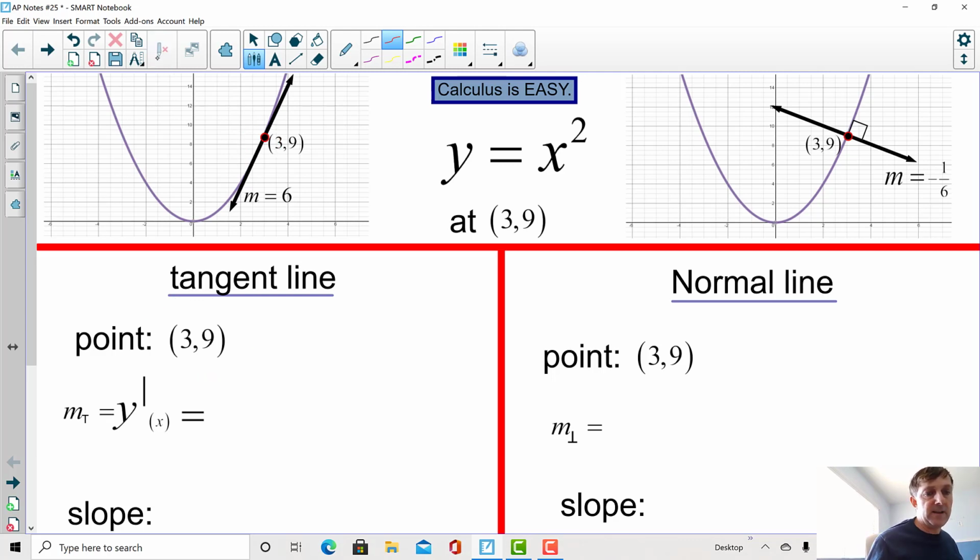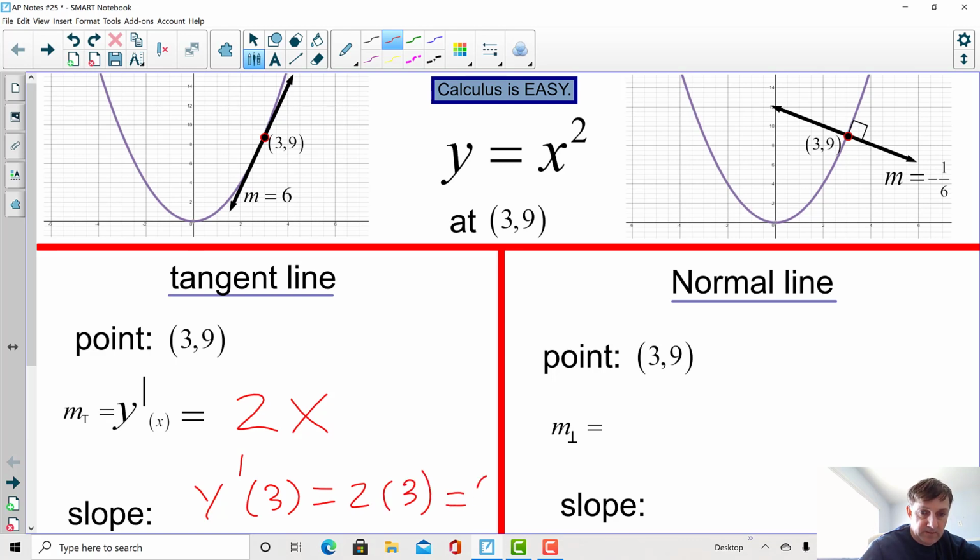The slope of that line, well, that's just going to be the derivative. Since the function is x squared, the derivative is just going to be 2x. So that's the slope of the tangent line for any value of x. But our value of x is 3. So we're going to say y prime of 3 is going to be 2 times 3, and so that's 6.